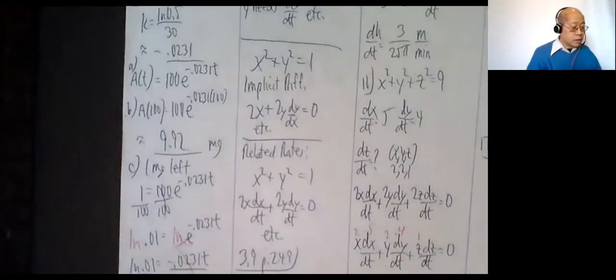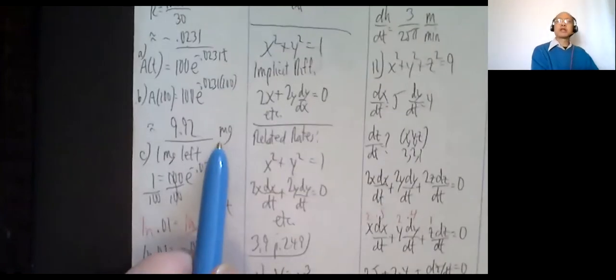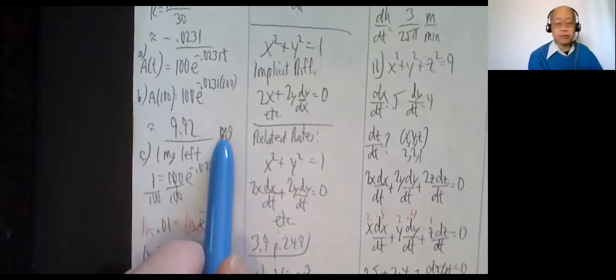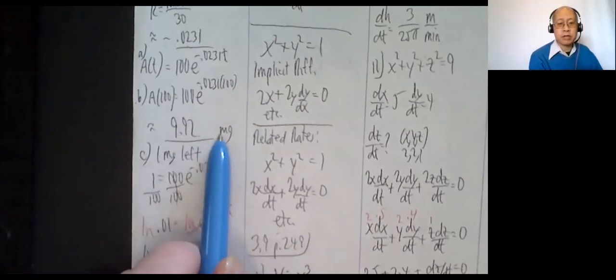Okay, and what object are we doing here? This is milligrams, so of course, give the units. Milligrams, you can have a fraction or decimal. Time, you can have a fraction or decimal. People, you don't leave answers with fractions or decimals. But you can have a fractional amount of milligrams. So 9.92.